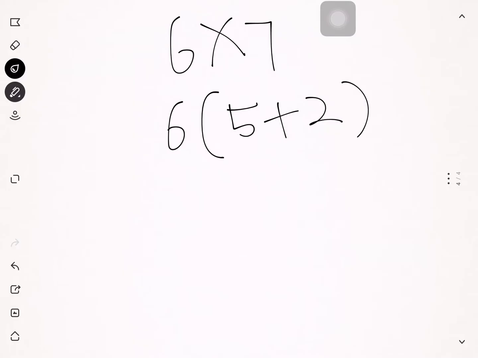So if they memorize multiplication of 5, which is quite easy, 5, 10, 15, 20, 25, 30, they know that 6 times 5 will be 30. And then 6 times 2 will be 12. So you get 42.